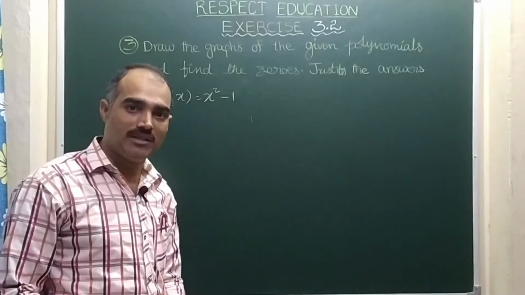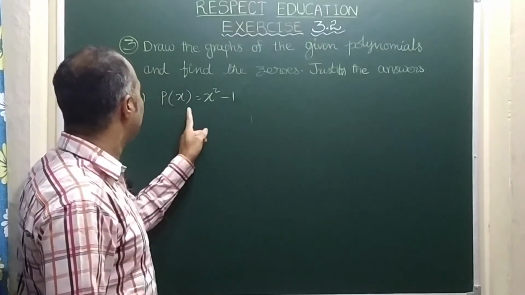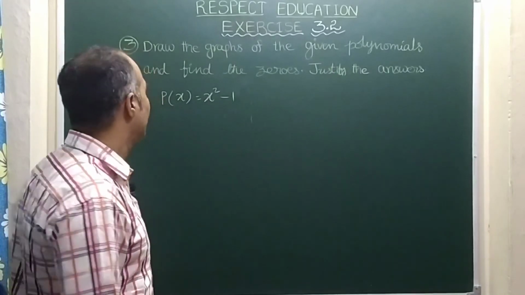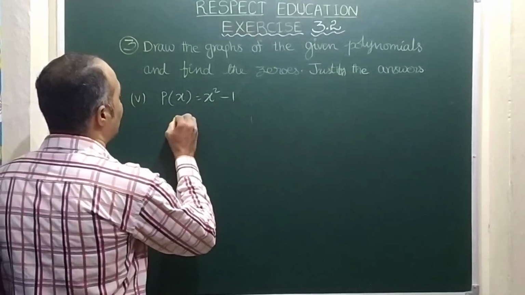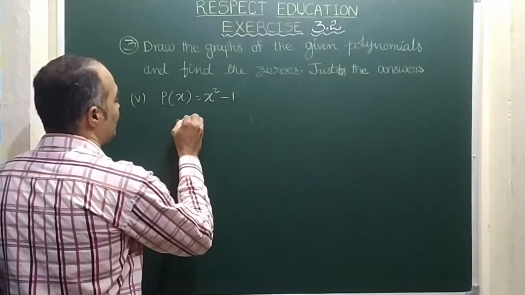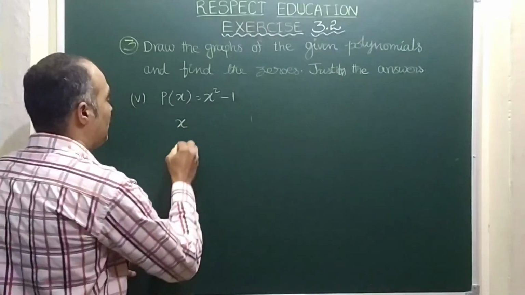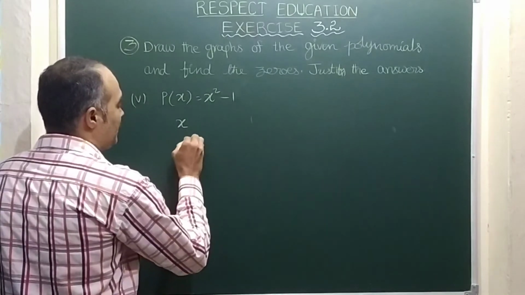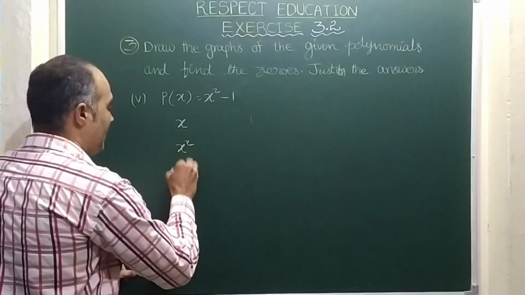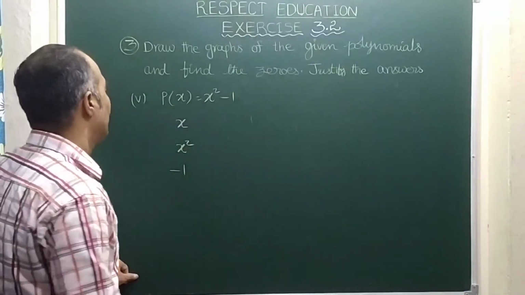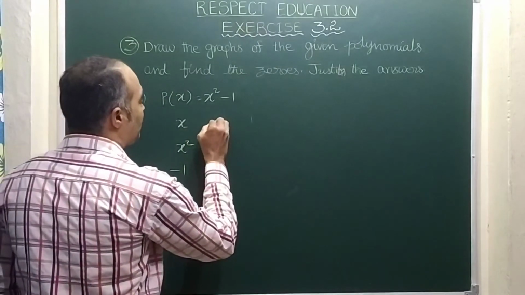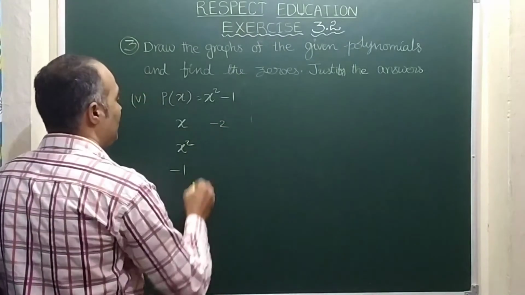Now let us do the next bit, that is the fifth bit. P of x equal to x square minus 1. So here, as usual, we take some values for x. Only two terms are there, children, that's why we can write only two. First one is x square, second one is minus 1, that's all, there is no x term. So here first I am taking minus 2 in place of x.